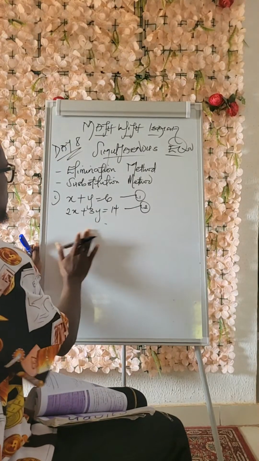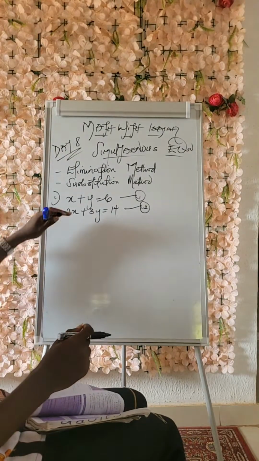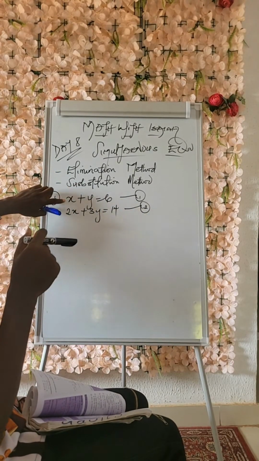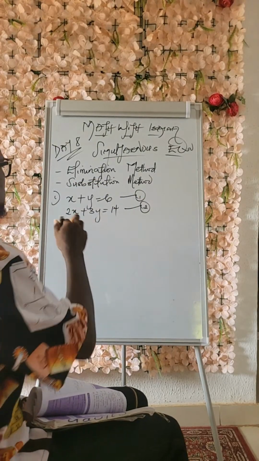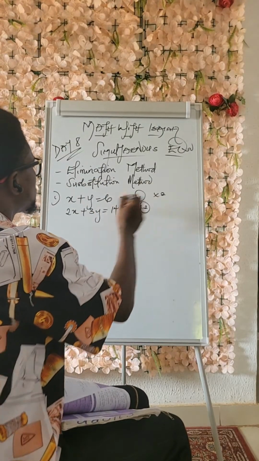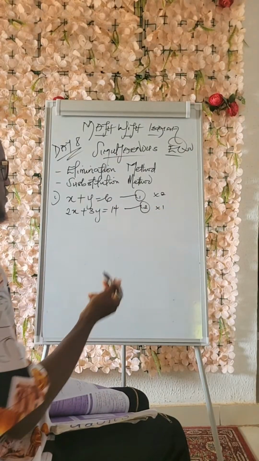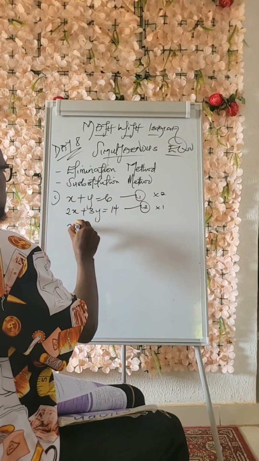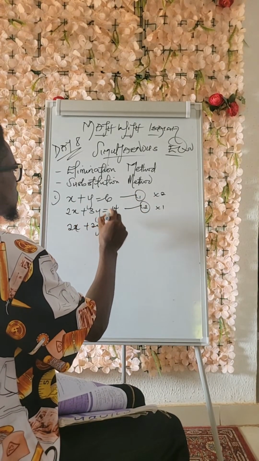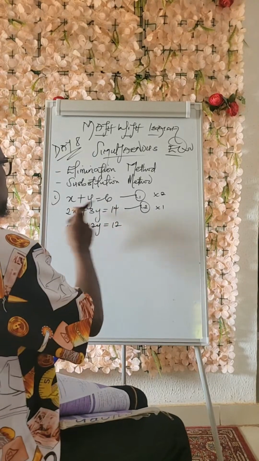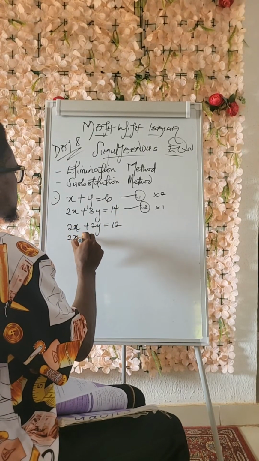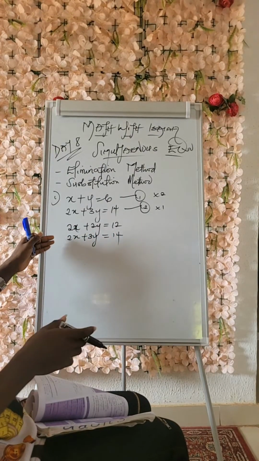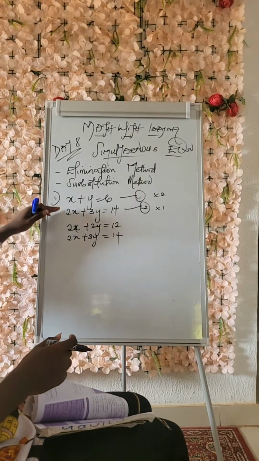So what you now do is make sure that one of the variables matches the other. For instance, imagine we multiply all of this by 2, and multiply all of this by 1. What do you have? You have 2x, that's this times this one, 2x plus 2y equals 12. Multiply this by 1, you have 2x plus 3y equals 14. Now these are like brothers. So now you can subtract this minus this.